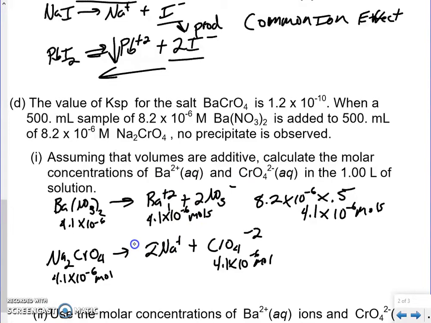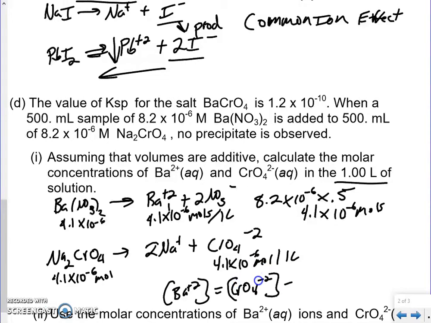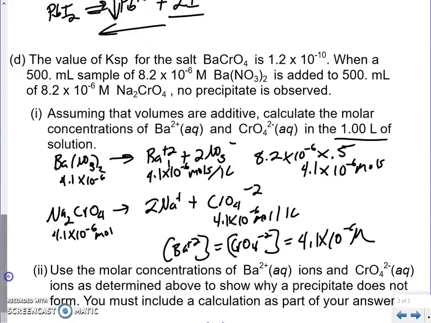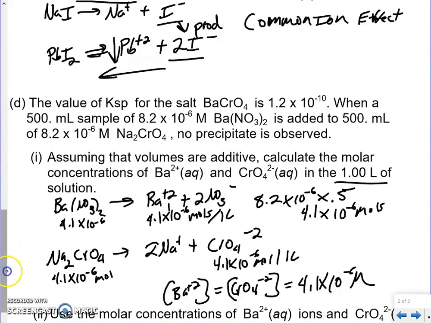Now, we're still not done. We now have to get this into molarity. Nice thing is, we're now in 1.00 liters. So divide by 1 liter, and what we get is our concentration for both the barium ion and the chromate ion. They're equal. Whoops, there we go. And that's going to be equal to 4.1 times 10 to the negative 6 molar. So let's keep going down and see what number 2 is going to ask us to do.